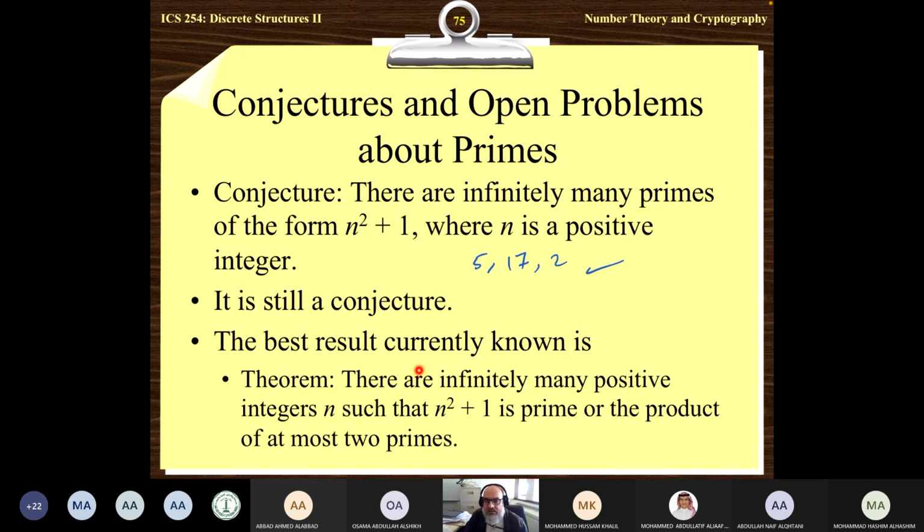However, the best result currently known is the following theorem. There are infinitely many positive integers n such that n squared plus 1 is prime or the product of at most 2 primes. This is proven. What we are left with is to show that they are prime only, without the or part, the product of at most two primes.